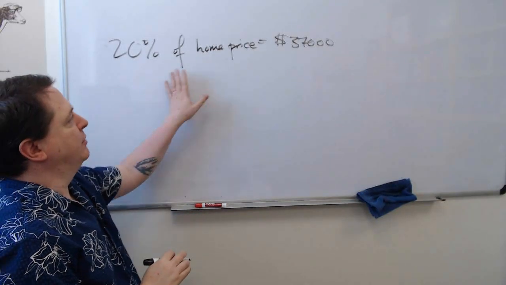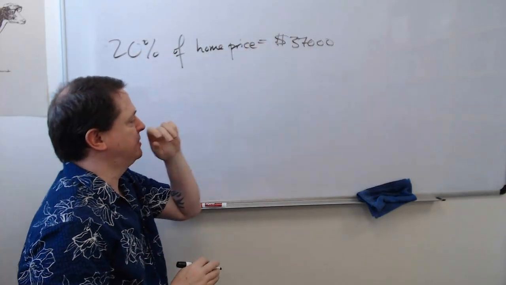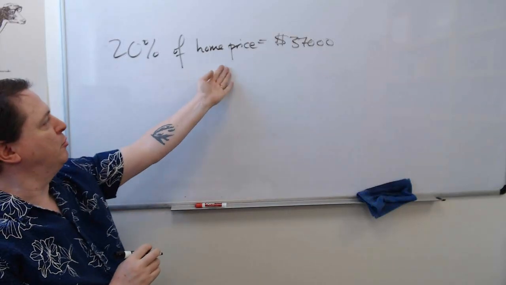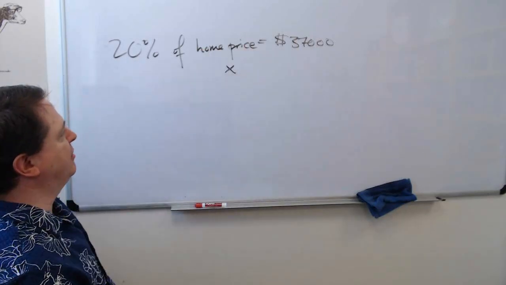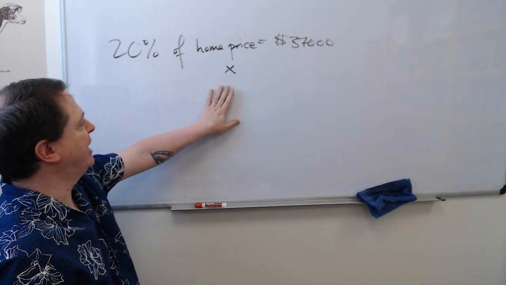So again, we're not trying to find 20% of something in particular. We're saying 20% is $37,000. So what I'm going to do is call this home price X, just so I don't have to write that whole thing out a bunch. All right, so how do I find 20% of X?